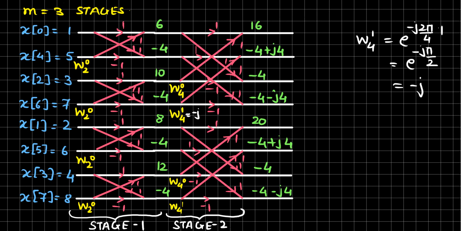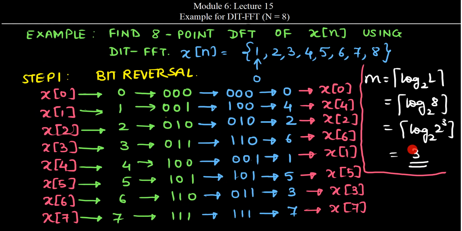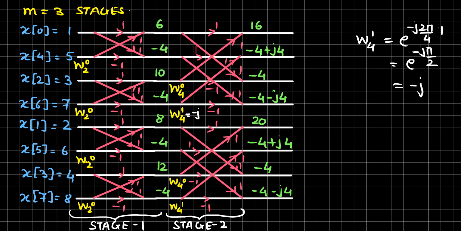Now at the output of stage 2, what we have is 16, minus 4 plus j4, minus 4, minus 4 minus j4, then 20, and minus 4 plus j4, minus 4, minus 4 minus j4. And we had seen that we require in total 3 stages. So therefore we need to consider a last stage, and the last stage would be 8-point DFT. That is, we need to consider both of these groups and combine them in order to get the final DFT.